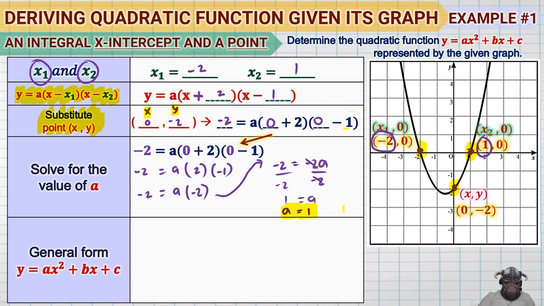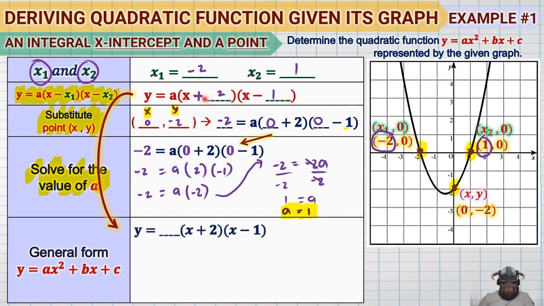Now, in this case, we will use this value of A and try to rewrite this form once again. But in this time, papalitan na natin si A. So, ito yung form kanina. Y is equal to A times X plus 2 times X minus 1. So, andito yung A kanina. So, papalitan na natin yan yung A ngayon ng 1. So, pwede na hindi natin isulat yan si 1 kasi multiply man natin siya dun sa product ng X plus 2 tsaka X minus 1. Ganun pa rin naman. So, we can just write it as X plus 2 times X minus 1.